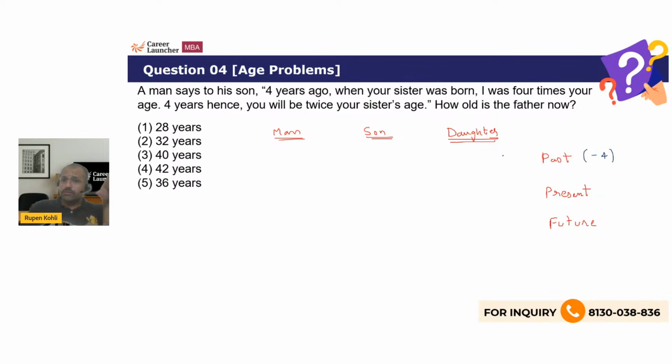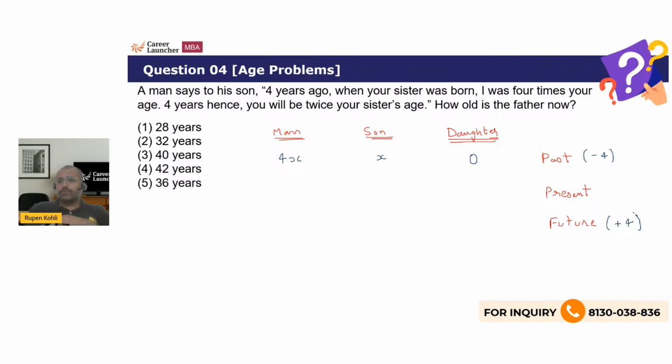When your sister was born, when somebody is born, they are how much old? Everybody starts from zero, right? When your sister was born, when she was 0 years, I was 4 times your age. So if you were X, I was 4X. 4 years hence, so plus 4.